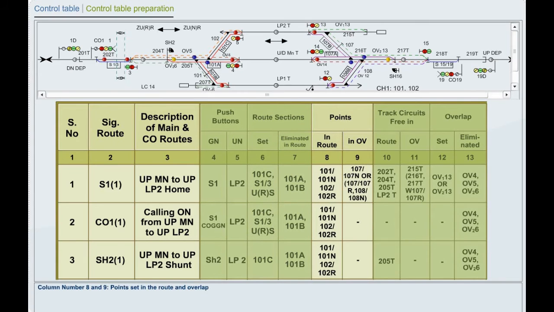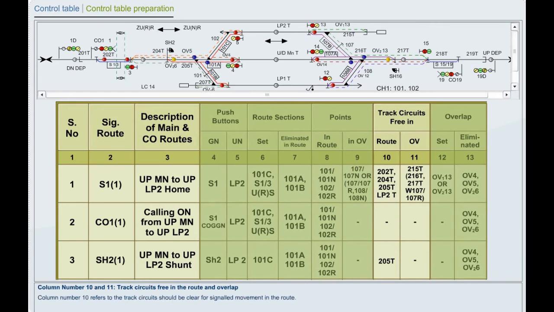Column number 8 and 9. Points set in the route and overlap. Column number 8 refers to the points required to be set and locked in route portion. Column number 9 refers to the points required to be set and locked in overlap portion. Column number 10 and 11. Track circuits free in the route and overlap. Column number 10 refers to the track circuits that should be clear for signaled movement in the route. Column number 11 refers to the track circuit to be proved clear for signaled movement in the overlap section.